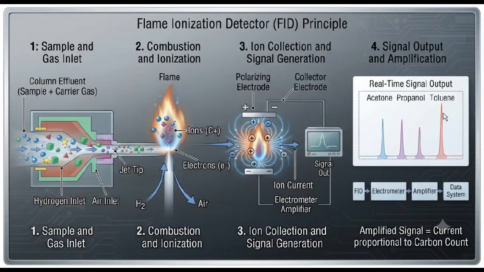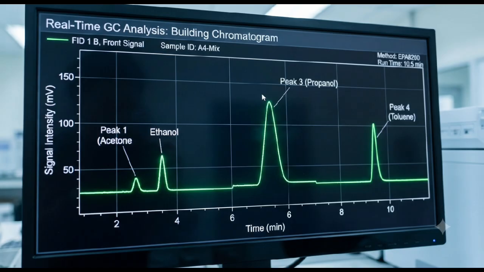The chromatogram appears. And now comes the result we actually see, the chromatogram. Each separated component can produce a peak. The horizontal axis represents time, usually retention time. The vertical axis represents the detector response. The position of the peak tells us when the compound reaches the detector, while the peak response can be used for quantitative analysis according to the analytical method.